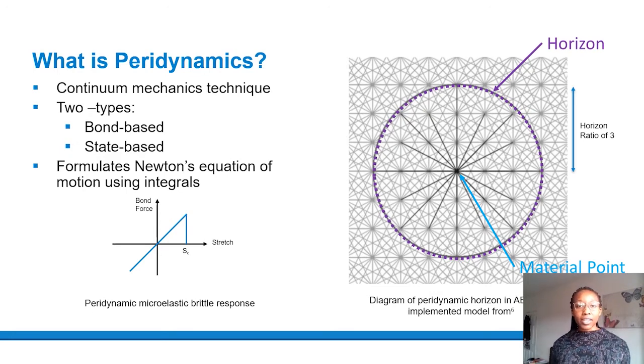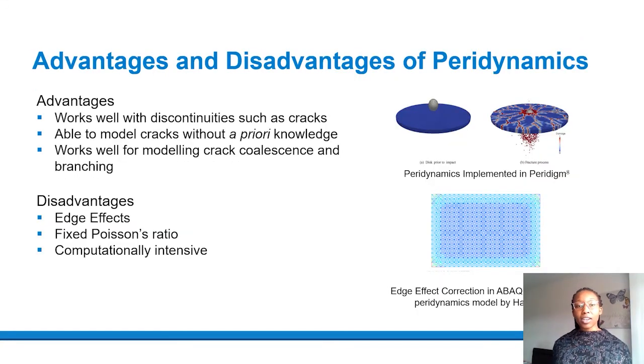Unlike finite element analysis, peridynamics formulates Newton's laws of motion using integrals rather than differentials. This gives rise to its beneficial properties. In particular, peridynamics doesn't require any special treatment in order to deal with discontinuities such as cracks or interfaces. It's able to model cracks without prior knowledge of their deformation mode or their crack pathway. And it also works well for modeling crack coalescence and branching.